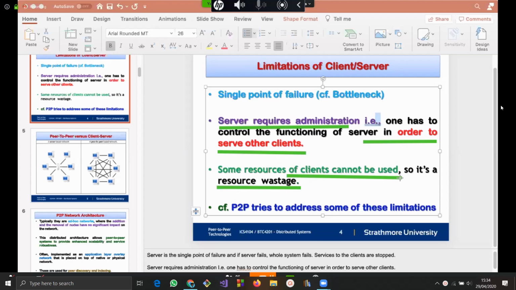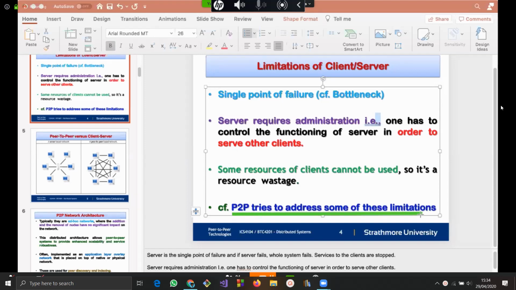Your smartphone is powerful. It can be a server, and hence the need to go to a peer-to-peer kind of structure. Some of these things that we are mentioning, as we discuss P2P technologies, we are saying that P2P technologies address some of these limitations of client-server models.